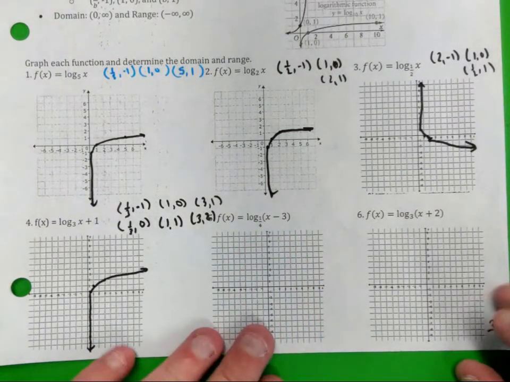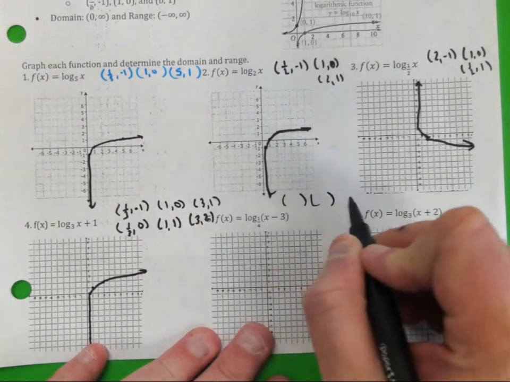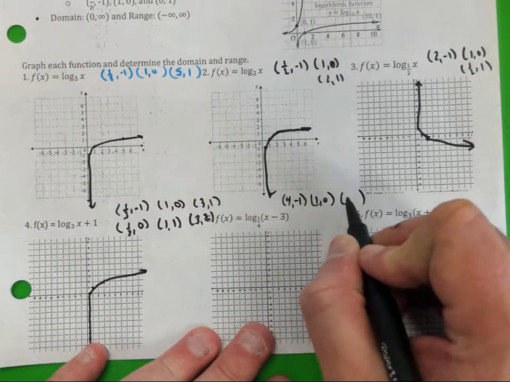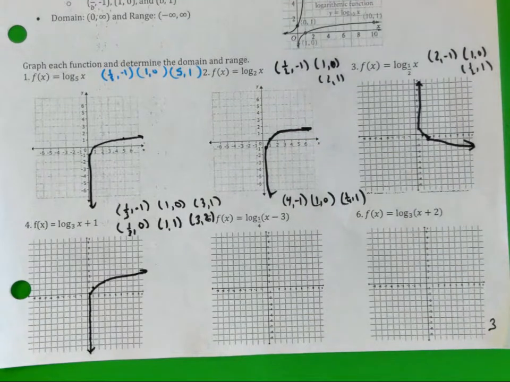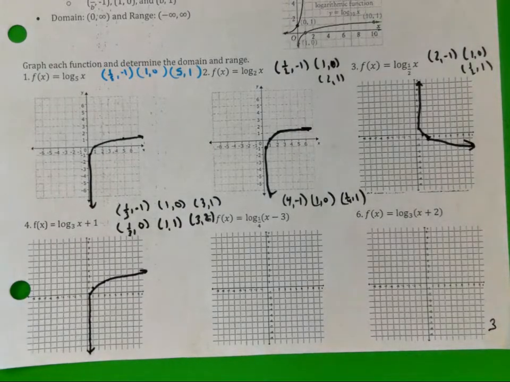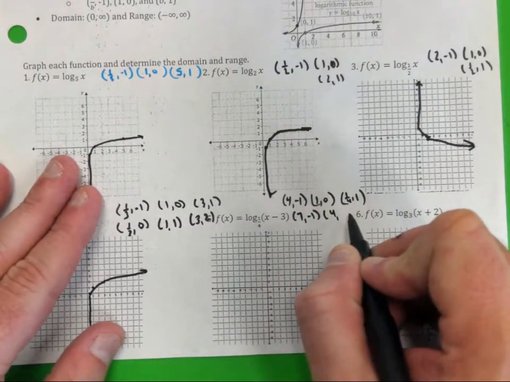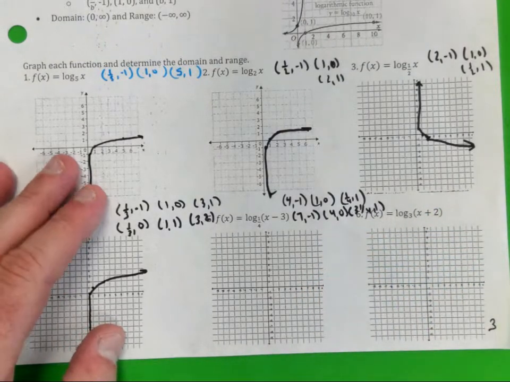Alright, so on number 5, what's 1 divided by 1/4? 4, -1, 1, 0, 1/4, 1. What did I say we're going to add to each of the x values? We're going to add 3. So that would be, in fact, 7, -1, 4, 0. And then you could just say 3 1/4, because 1/4 plus 3 is 3 1/4.